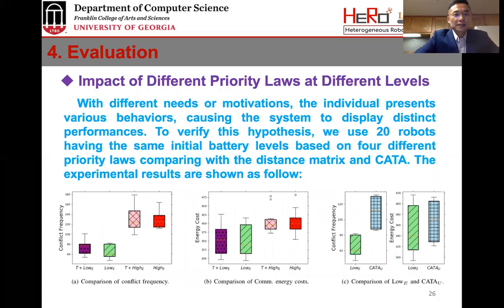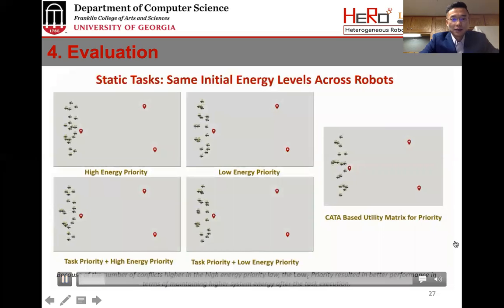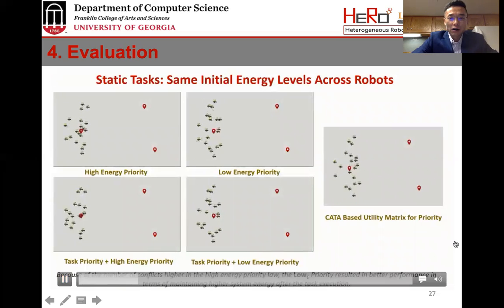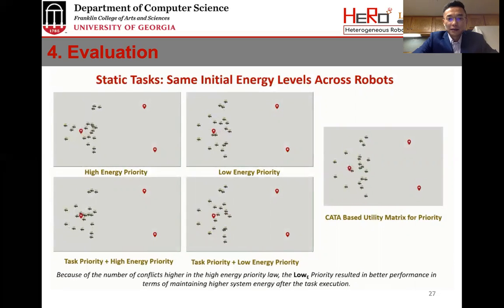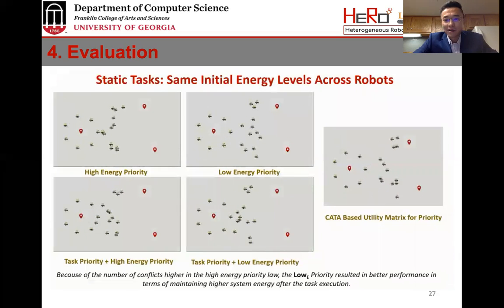So for the next, the impact of different priority laws at different levels of experience: the individual represents various behaviors, causing the system to display distinct performance. As you can see, with different kinds of priority, the group system also has a different kind of behavior and a different kind of performance.